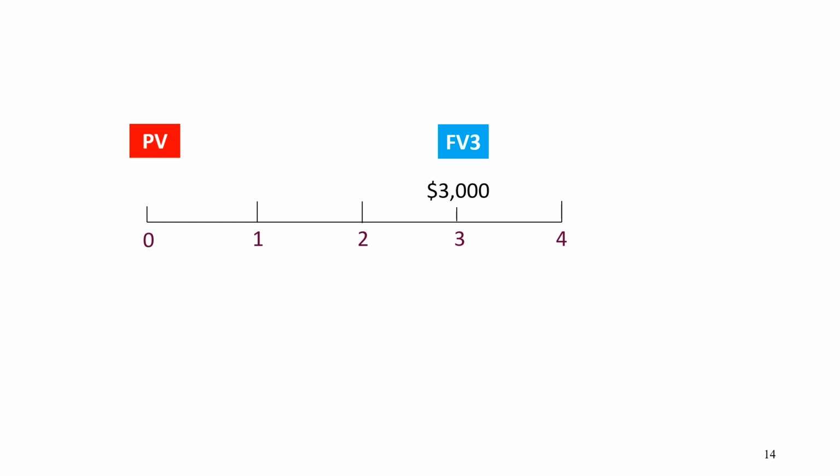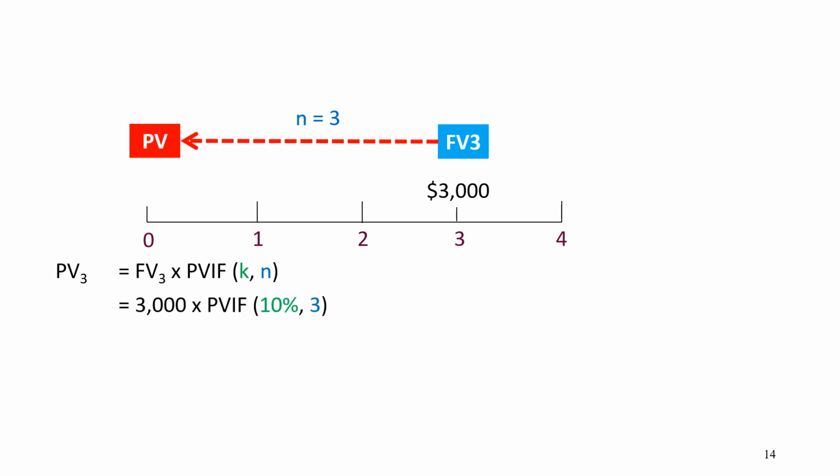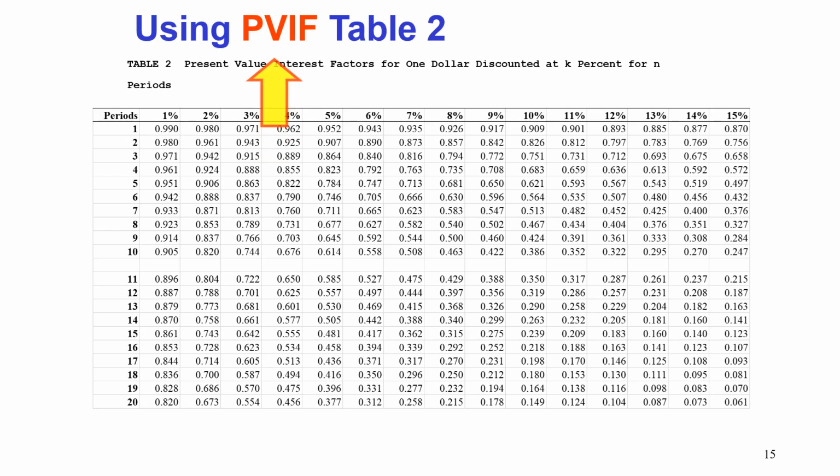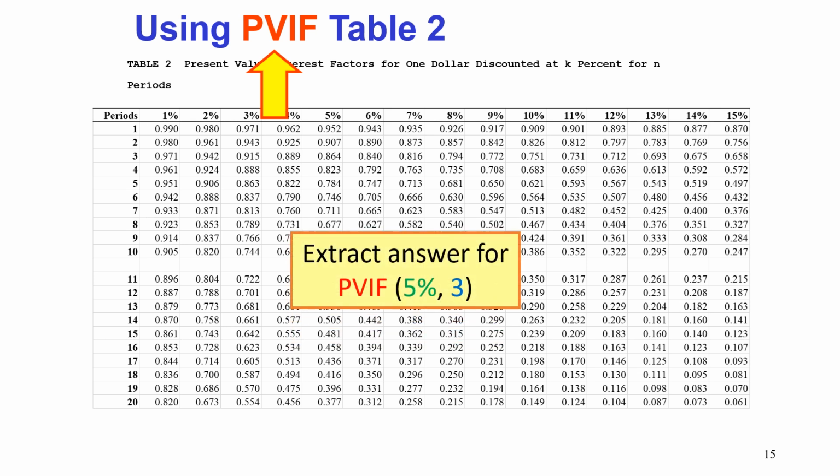Moving on to FV3. Same thing, we are trying to find the PV for FV3. It has 3 discounting periods here, so N is 3. We'll use the table formula here. Substitute the figures in. Refer to PVIF table. Please make sure you get the correct table. Next, we'll extract the answer.